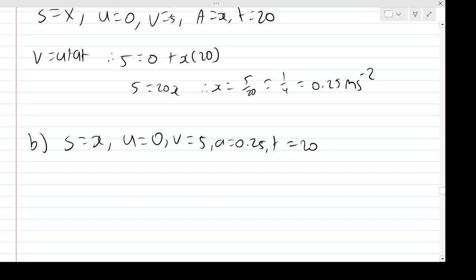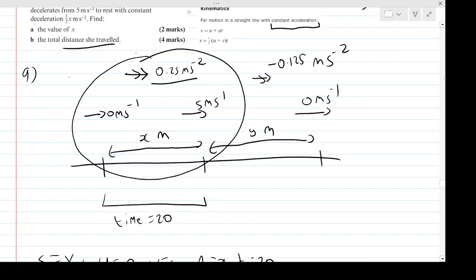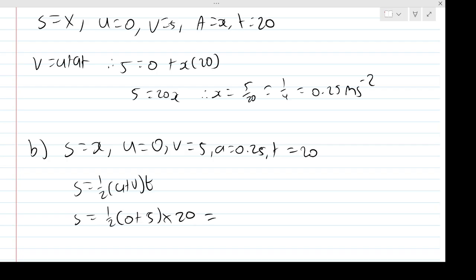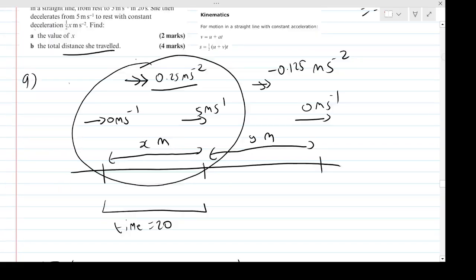Now I can use the formula with S in, which is this formula here: S equals a half of (U plus V) times T. If I sub my values in, S is going to be a half of (0 plus 5) lots of 20. That would be 50, so that tells me x is 50 meters here. Now I'm going to do the same for y.